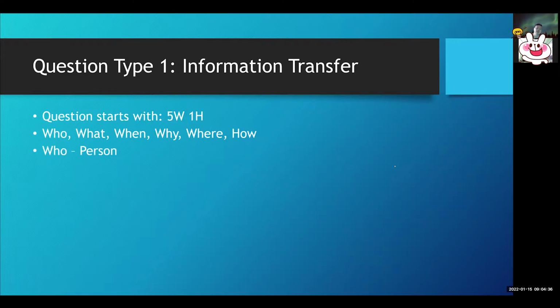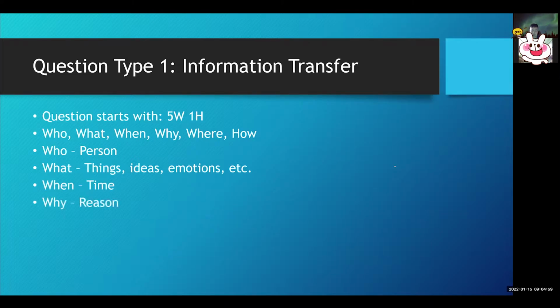So obviously, who is asking you about a person. So don't go and put an animal in your answer, right? It's not an animal, it's a person. What can be an animal, right? Things, ideas, emotions, etc. And this is one of the most common question words that you will see. When asks you about a time, and why asks you about a reason.